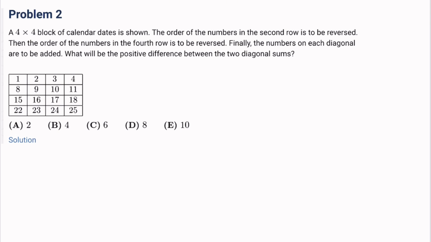Okay, so since we're only looking at these two diagonals, if the order of this and this, those are changed, then we can just focus on those two and these two, right? So that will give us 9 will become 10, 10 will become 9, 22 will become 25, and 25 will become 22. So we want the difference between the two sums. So those sums are going to be 1, 10, 17, 22, and 4, 9, 16, 25.